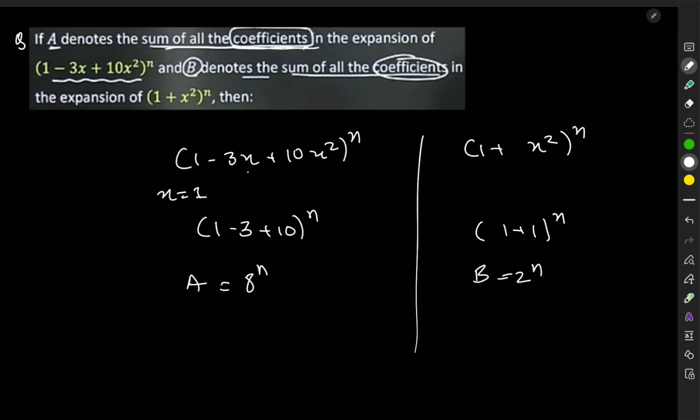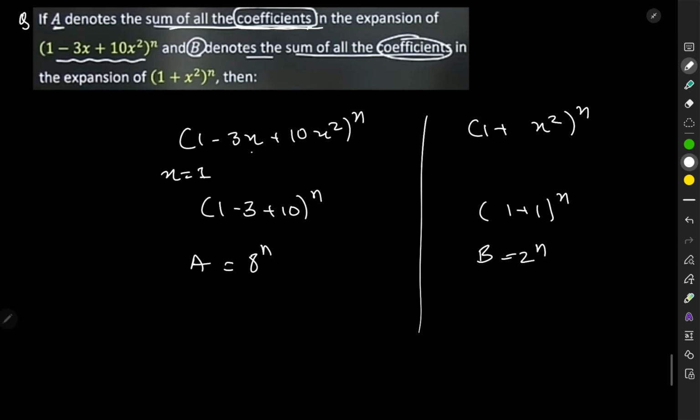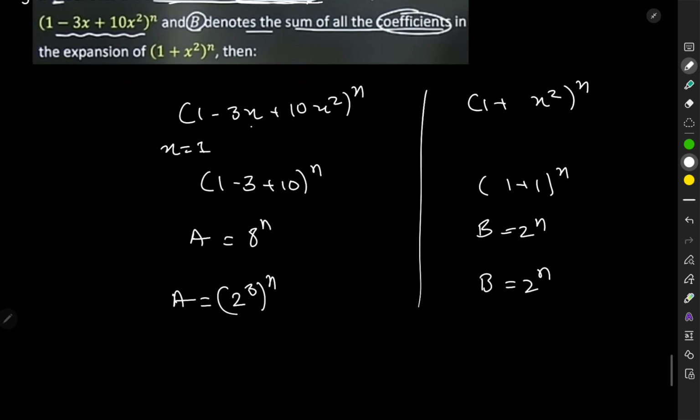Okay, we need to find the relation between A and B, let's say. To find the relation, it's simple. 3 to the power n is equal to A, and B is equal to 2 to the power n, right? So just shift it, you will get A is equal to 3 to the power n, and B is equal to 2 to the power n. So A is equal to B to the power 3. That's it. This will be the answer.